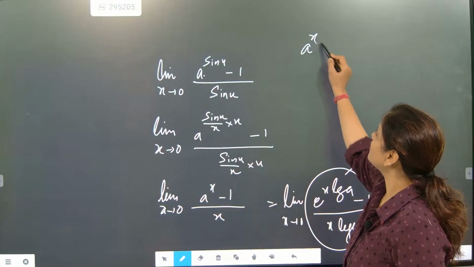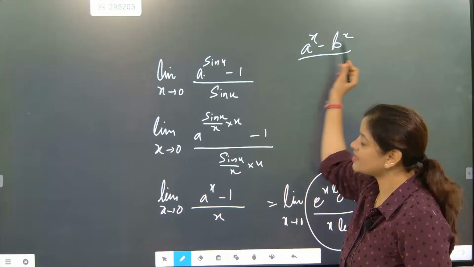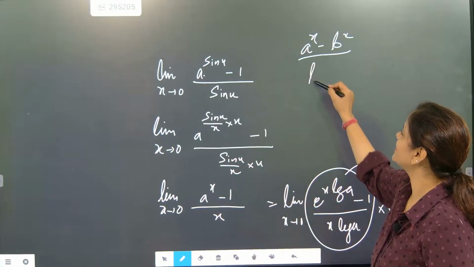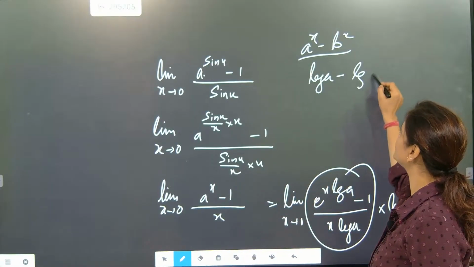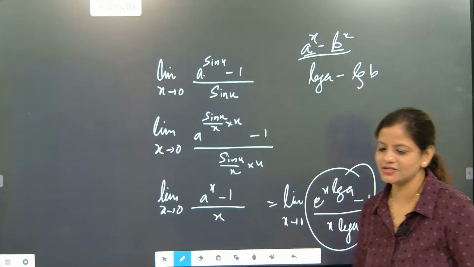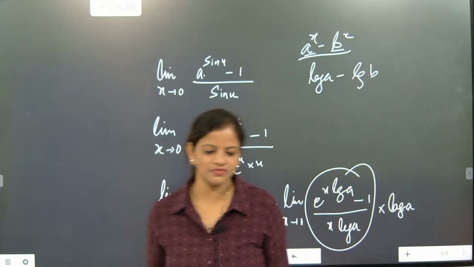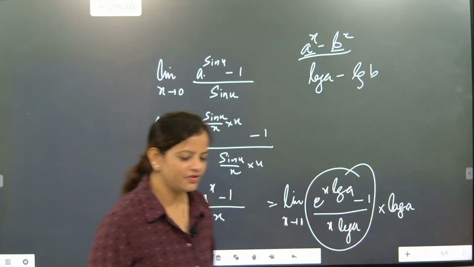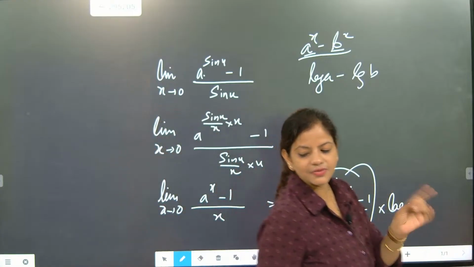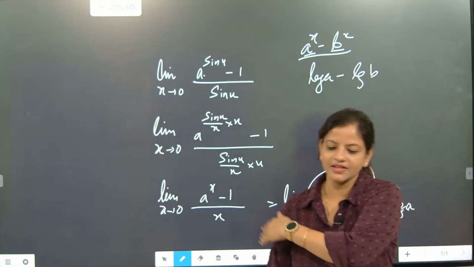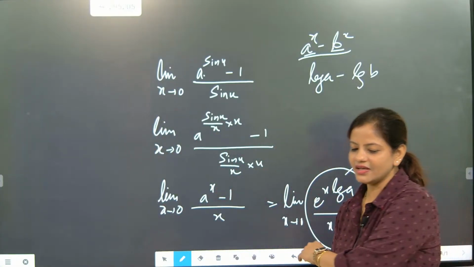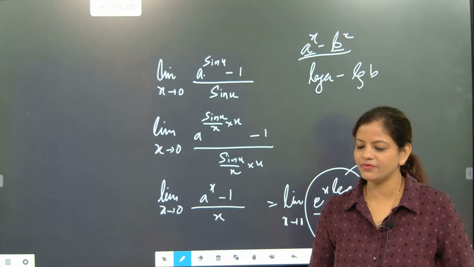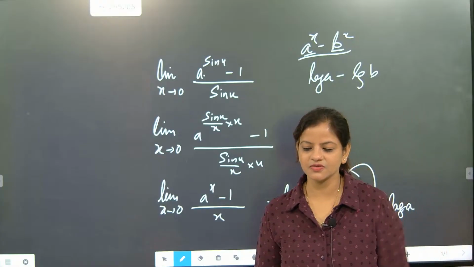See, a to the power x minus b to the power x. What answer did I write? I wrote here log a minus log b. So this was it, and this is log a minus log b. We don't touch these questions. We just say it and take it out. In competition exams we don't have time. We have to be like that only. We have to be very short and very precise, crisp answers we need to find.